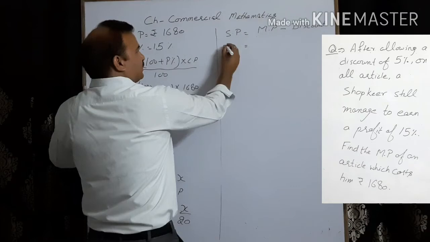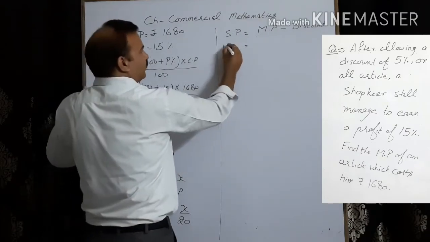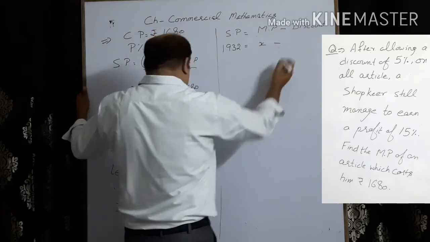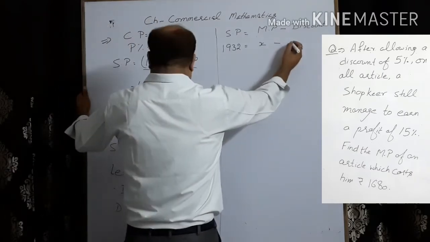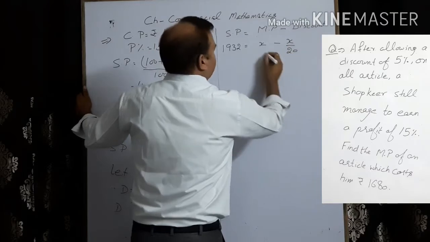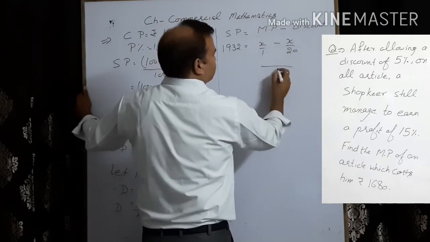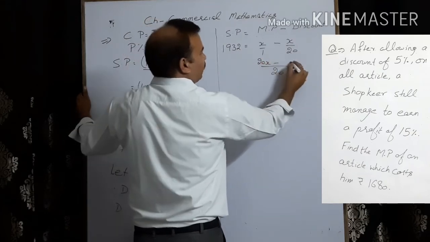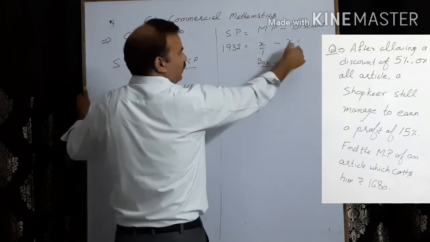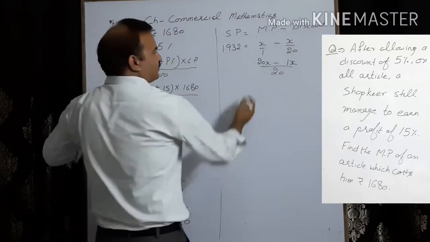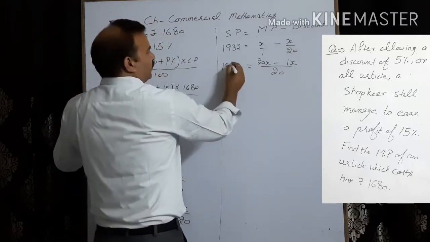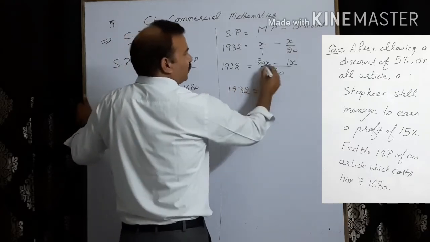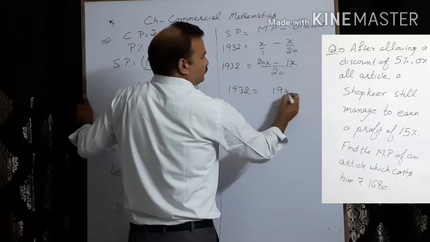Now, what is selling price? That is 1932. And what is mark price? That is x minus discount, that is x by 20. Now, let's take LCM on the right side. This becomes 20x. 20 ones are 1 into x, 1x. Whether you write 1x or x, same thing. And left side is 1932. So this will become 1932 is equal to 20x minus 1x, which is 19x by 20.